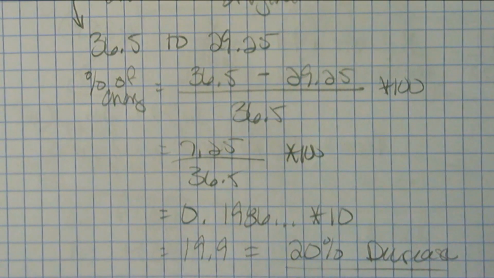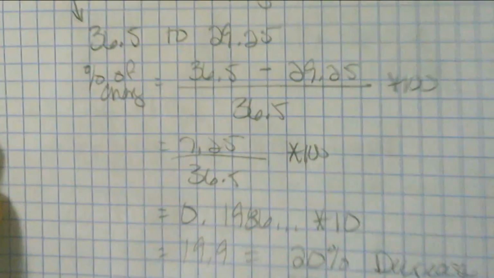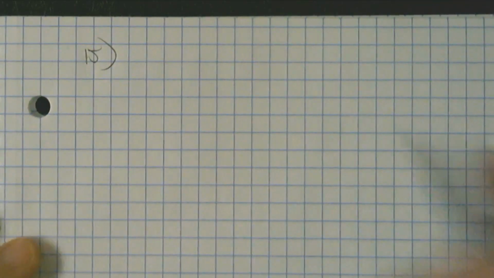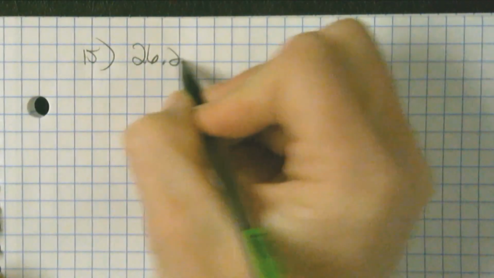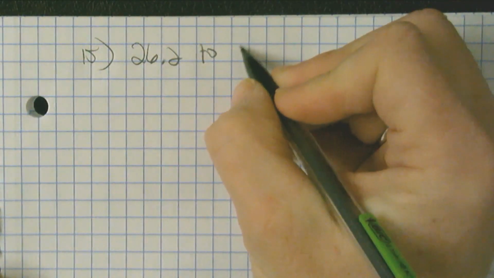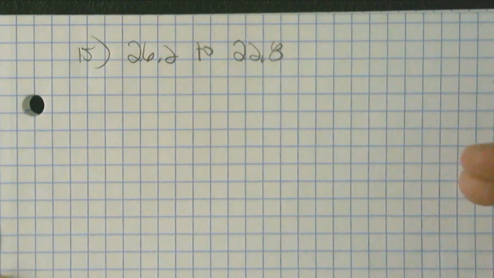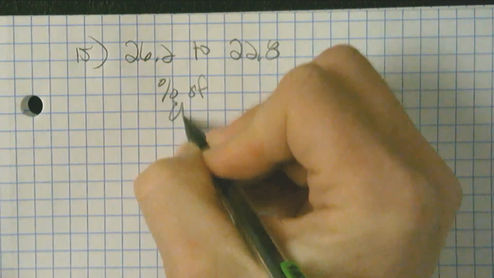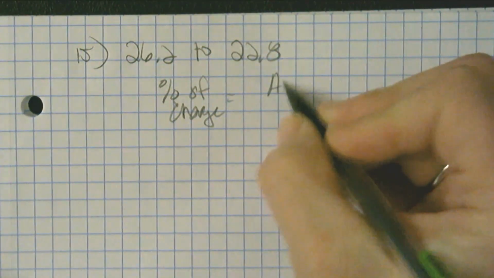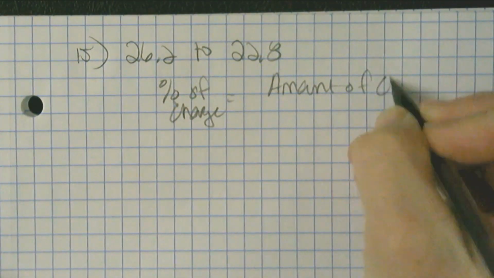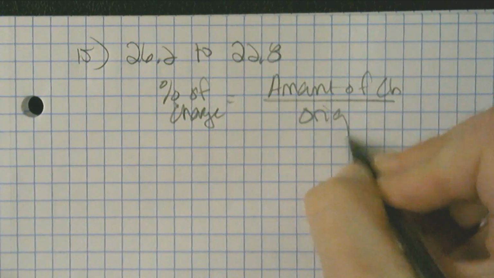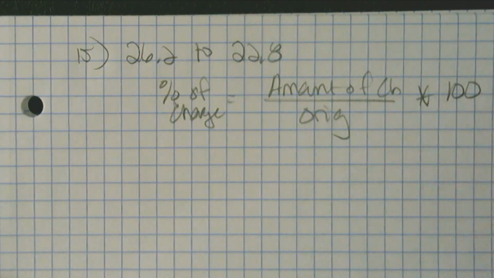What else can I do from 4.4? Nick? 15. Let's take a look at 15. So 15 said that we have 26.2. We're going from 26.2 to 22.8. Nick, what's the formula? Yep, of the start number or the original, and then times 100, right?